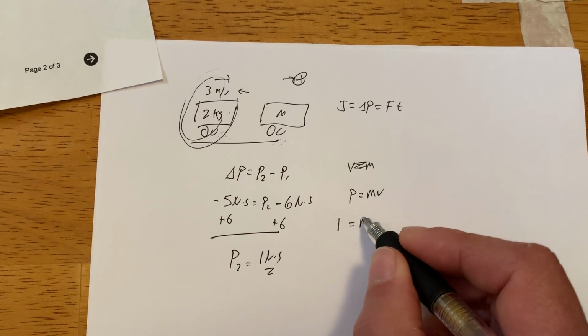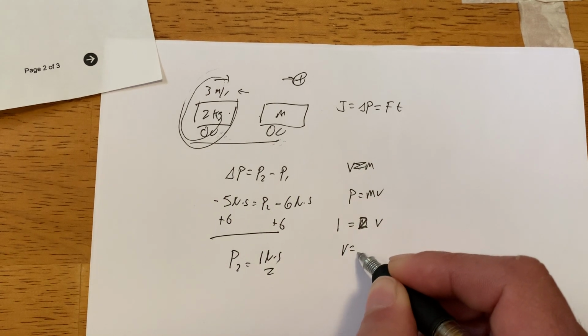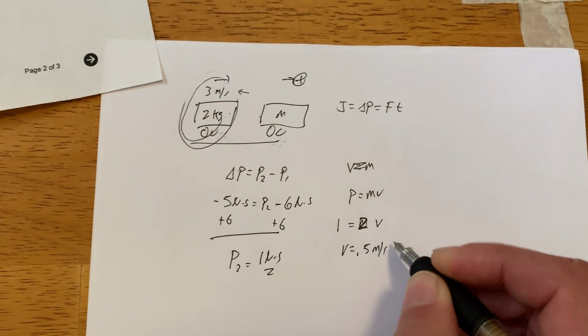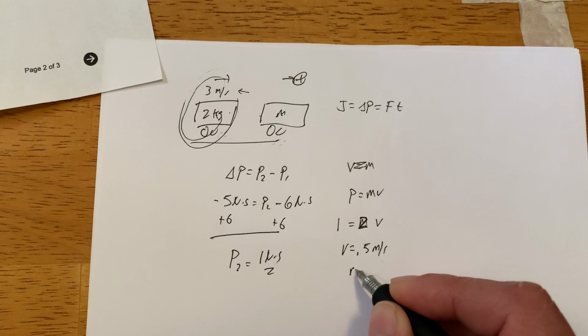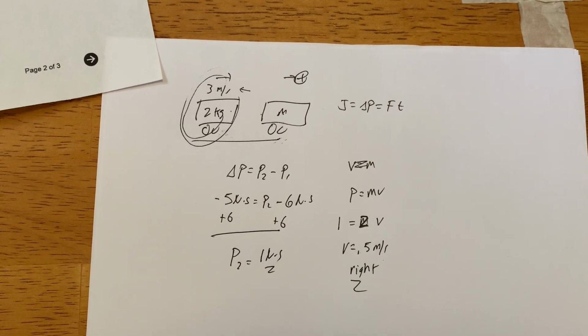So we know the mass is what? 2, my bad. So that's 2. We want the speed, so it looks like it's 0.5 meters per second. Which direction? Since it's positive, it's to the right. So that gives me the speed and the direction of the cart after the collision.